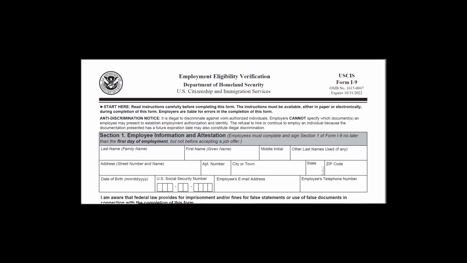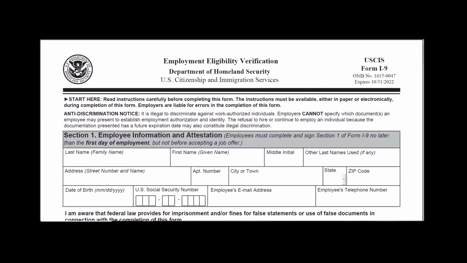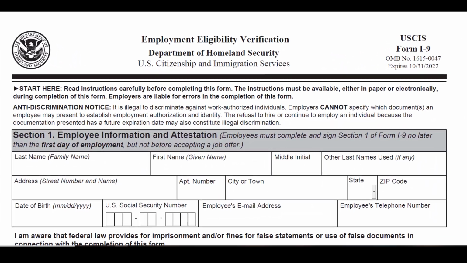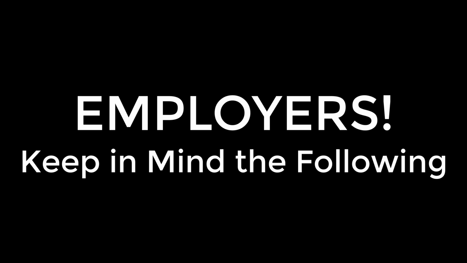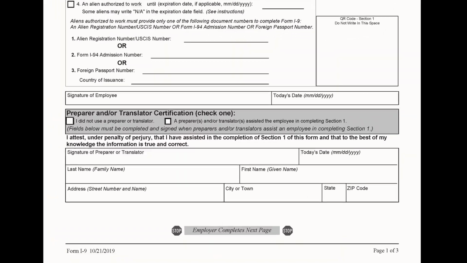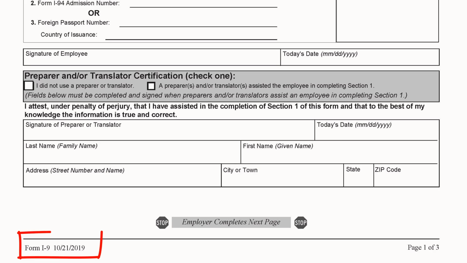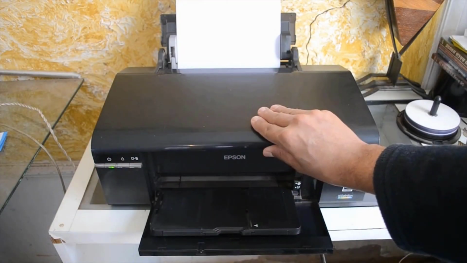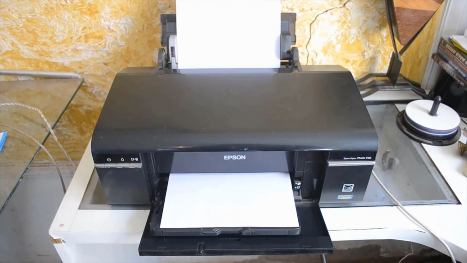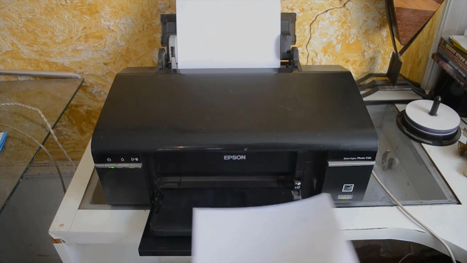Here is a list of acceptable documents with pictures to complete the IRS Form I-9 as of October 31st, 2022. Here are some of the main points employers will need to keep in mind when using IRS Form I-9. Use the most recent version of the I-9 form dated 10/21/2019. Keep photocopies of the documents presented by employees in case of a later audit.